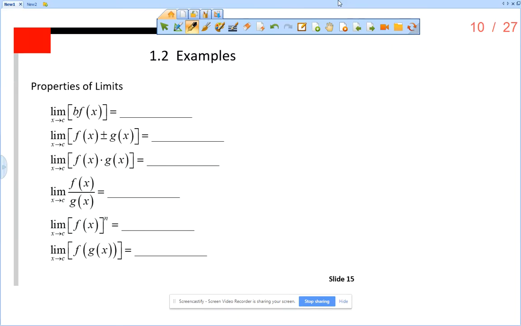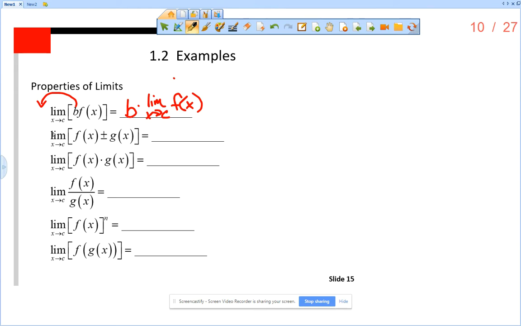All right, section 1.2, we want to cover a couple important properties of limits on slide number 15. So, a couple important properties of limits. If I have the limit as x approaches c of b, some constant, times f of x, then we can rewrite this as b times the limit as x approaches c of f of x. So we can pretty much just factor out a constant outside of a limit. All right. So one property.